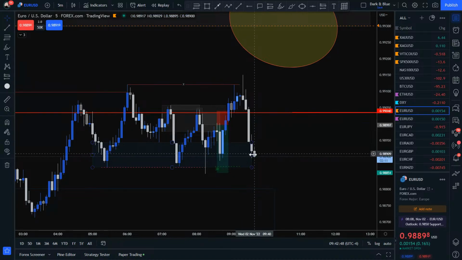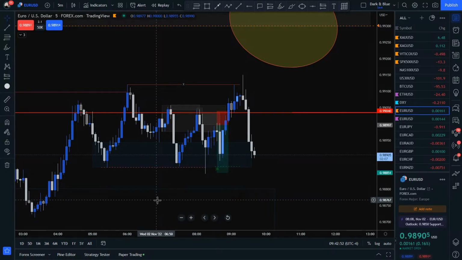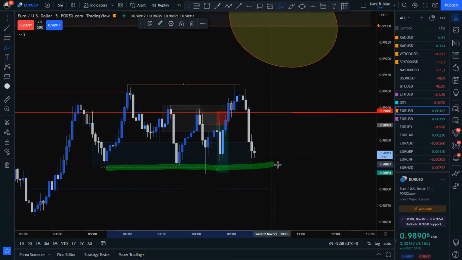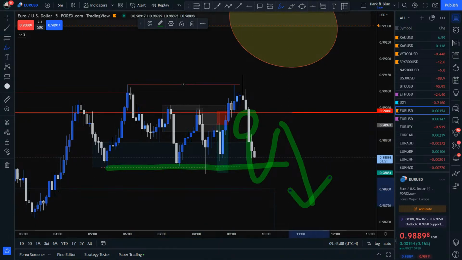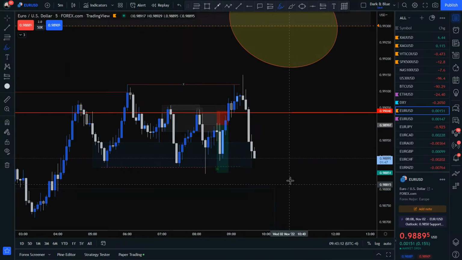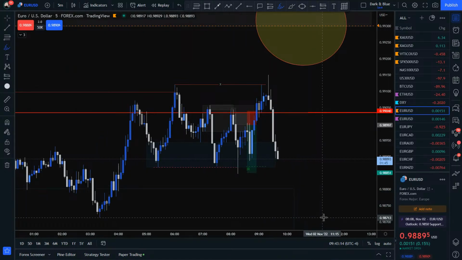Now, what do we got going on here? That's a nice move, isn't it? That's a very nice move. I want this line to be broken with a break and close below it. That's what I want. And I want price to move up into this zone so I could take it down to Chinatown. All right, so we'll see how this works out.